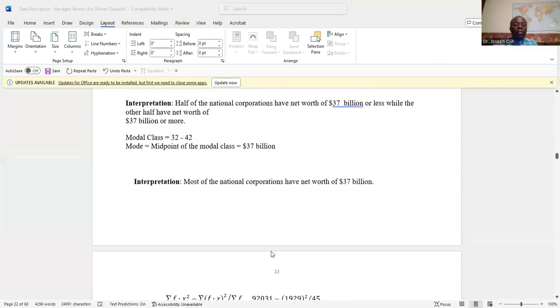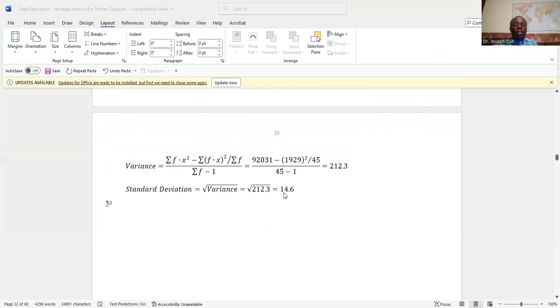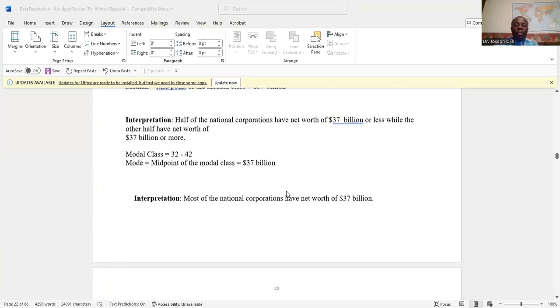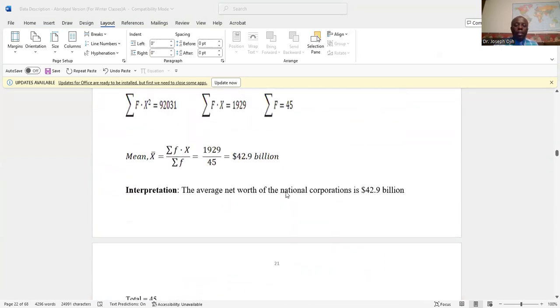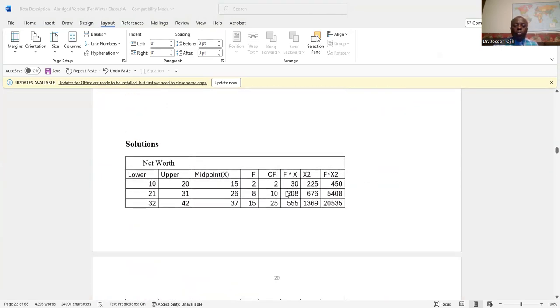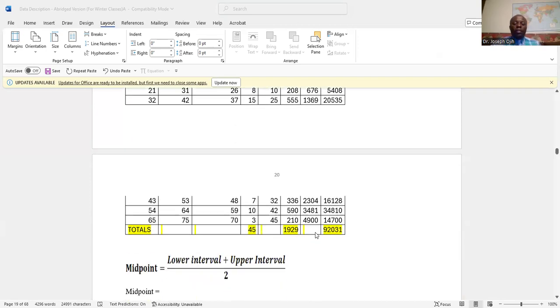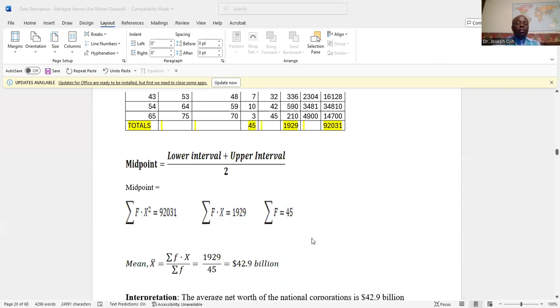So now we have calculated the variance and the standard deviation is high. That means there's a wide disparity in the net worth of these national corporations. High standard deviation means that the data values are widely spread, very far from the center, from the mean. That's what it implies.